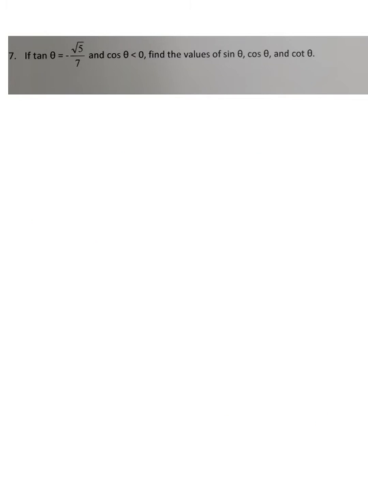They give you that the tangent is negative radical 5 over 7, and the cosine is less than 0, and then they want you to find a lot of things. So they want you to find the sine, the cosine, and the cotangent. So listen, I'm going to figure out what quadrant I'm in, and I'm going to draw myself a right triangle, and we're just going to go from there.